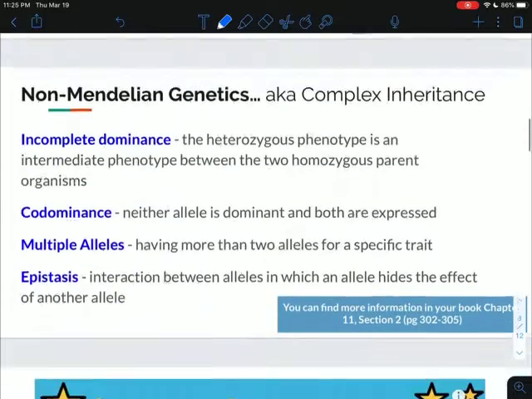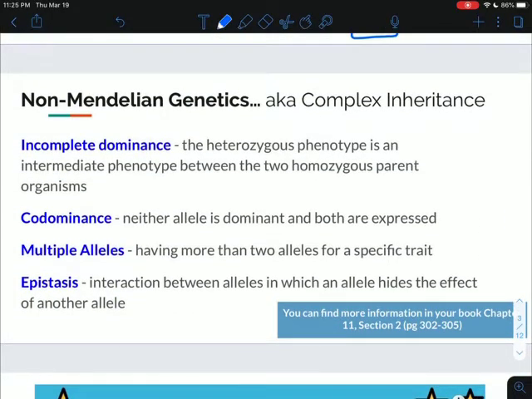If we keep moving on here, again, non-Mendelian genetics, that's what we're focusing on. What we just talked about was what's called Mendelian genetics, and now we're going to focus on these more complex types of inheritance. It is not an all or nothing kind of case here. There's a couple that we have here: incomplete dominance, codominance, multiple alleles, and epistasis. For the purpose of this worksheet, we're going to focus on 2. That would be incomplete dominance and codominance. We're going to touch on the other 2 later.